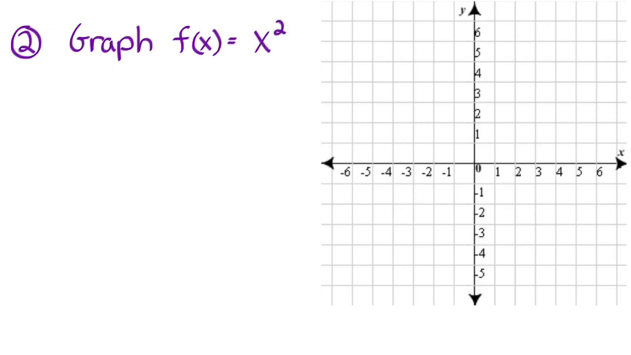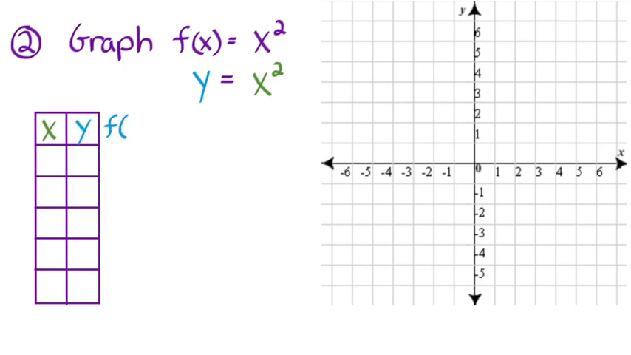Let's go ahead and graph this function. Now I see that this is squared, and this tells me right away, because it is squared, it will be a parabola. So when I graph something that's squared, I need some positive numbers and some negative numbers in order to see what this graph will actually look like, right?